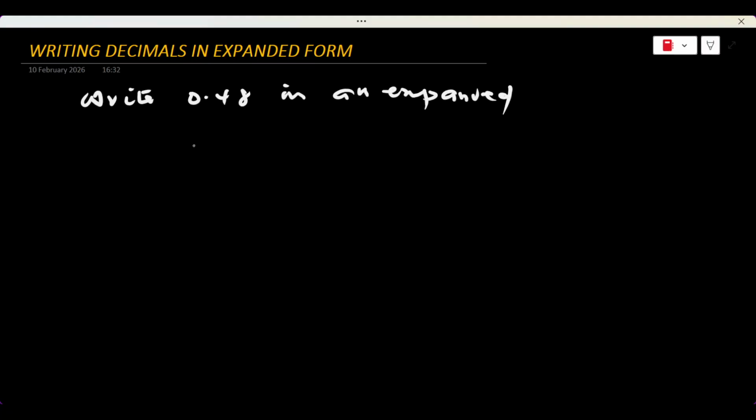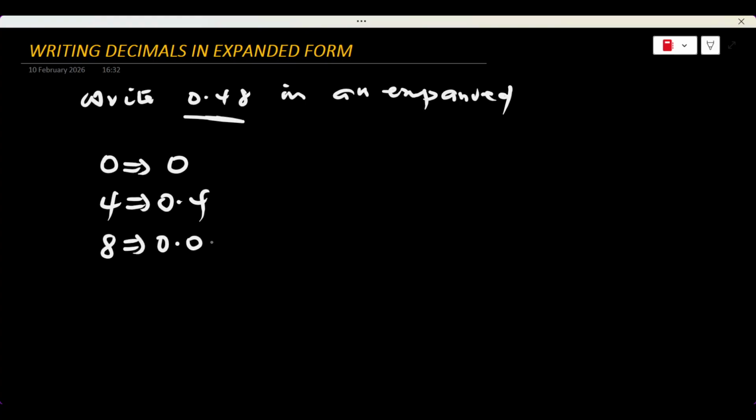All right, so in writing 0.48 in an expanded form, remember you have to identify the place values of the various digits. So the 0 is written as what? 0, and it's in the ones place. The 4 is written as what? 0.4, and then the 8 is written as what? 0.08. I hope that is clear.